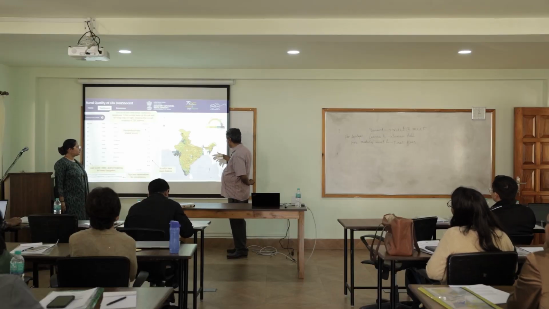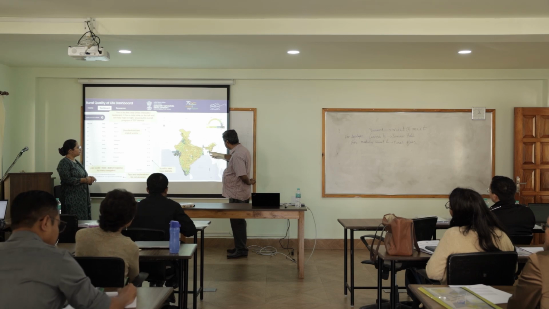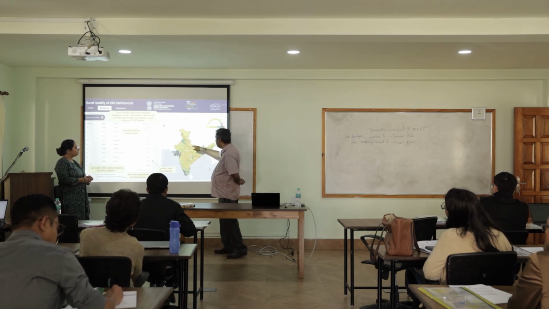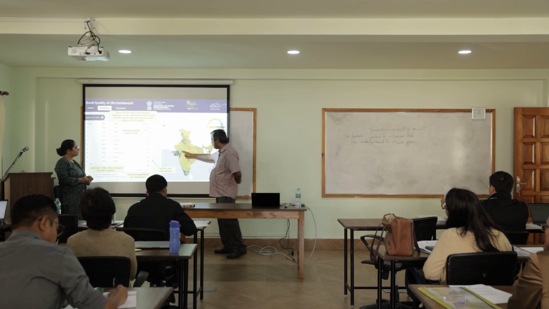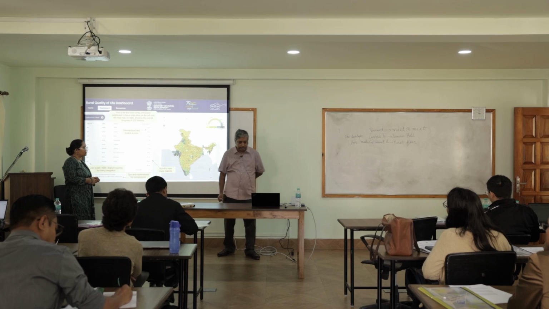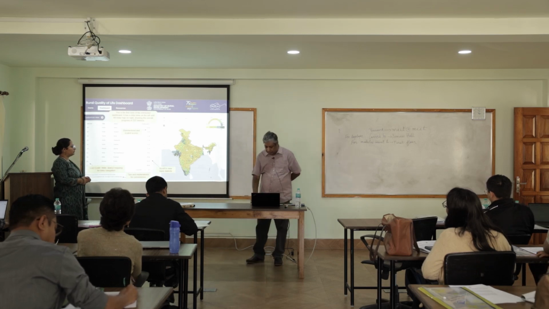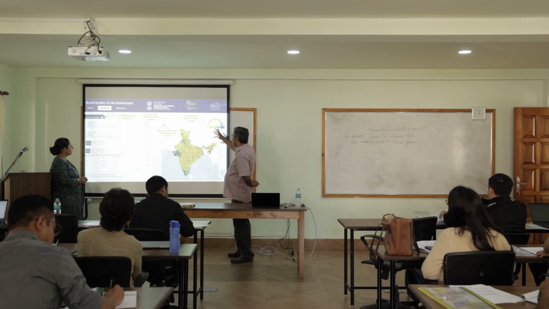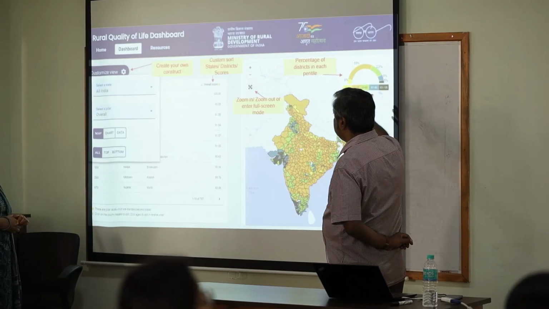Obviously some of the better states are here. I think this is, what, Tripura? Yeah, this is Mizoram. Okay, this is Mizoram. Sikkim is doing quite well. Haryana and Punjab are doing quite well. Gujarat is quite well. Kerala, Karnataka is quite well. Yeah. So it goes like this. You can zoom in and it gives you all that. It gives you percentage of districts.